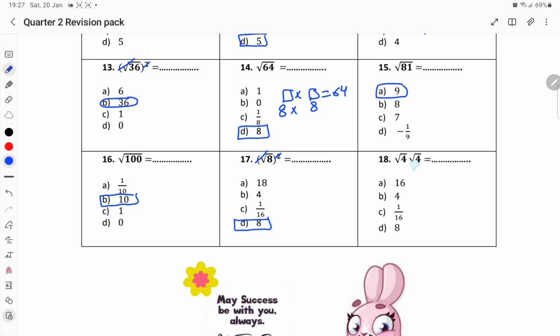Very good. Square root 4 times square root 4. Take care. Whenever it is root 4 times root 4, square root 4 multiplied by square root 4. Let's get it. The square root 4 is 2. Square root 4 again is 2. 2 times 2 is 4. So briefly, square root 4 times square root 4 is just 4.